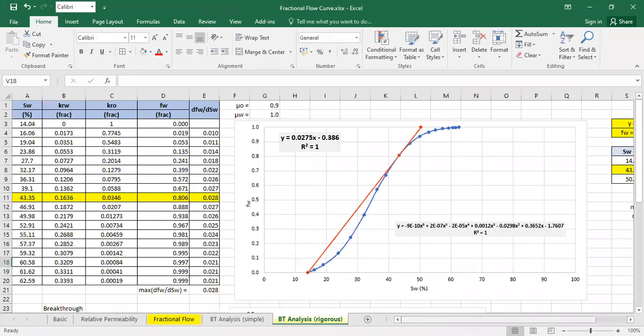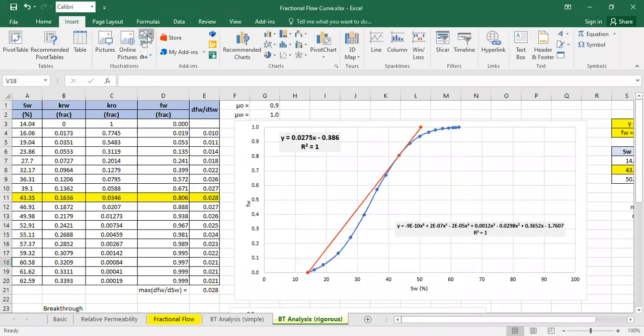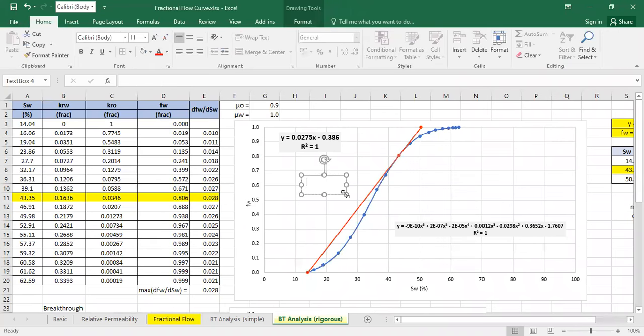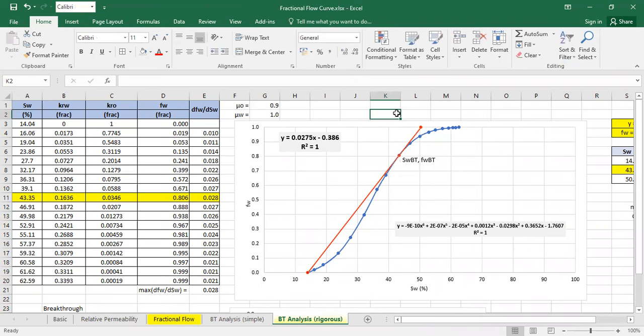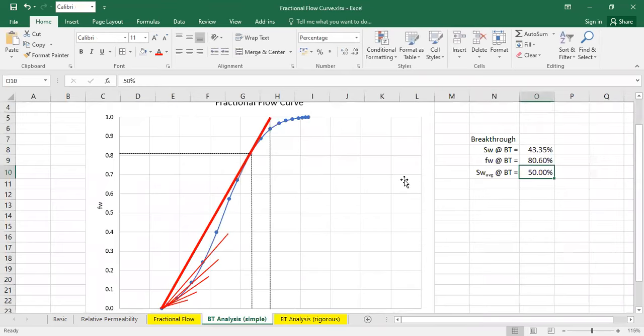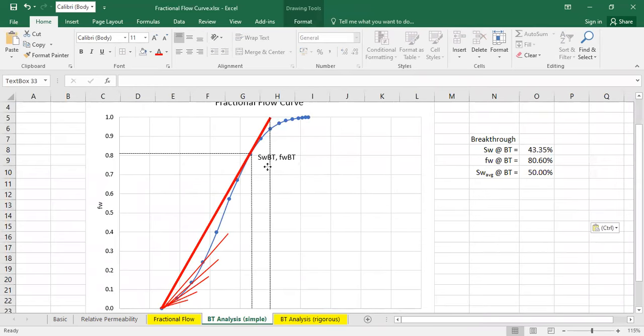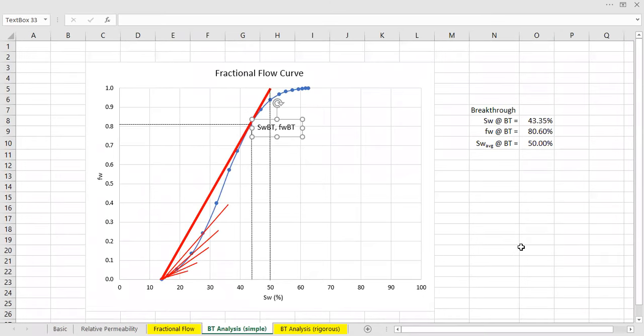Okay, so you have that, and I just want to make a note here. Let's name it SWBT, comma, FWBT. And let's make it no fill at this point, and also the outline no fill as well. Okay, so you get that. And also copy, put it there.